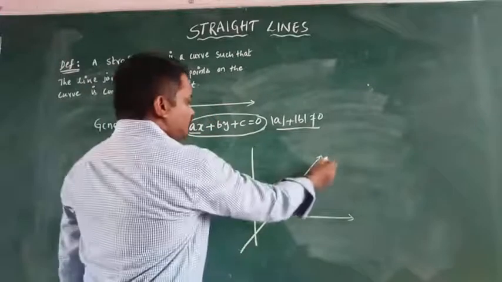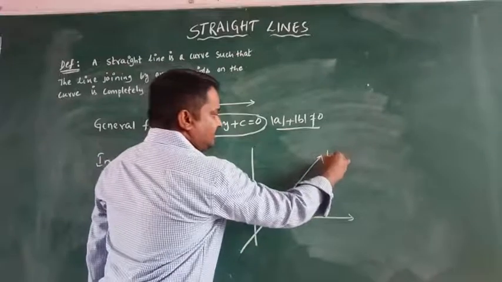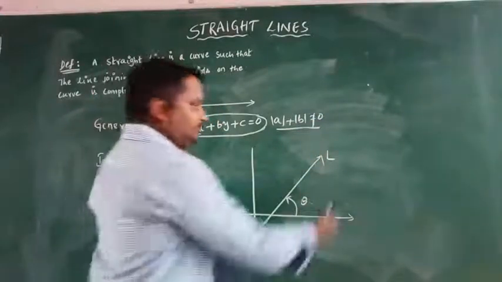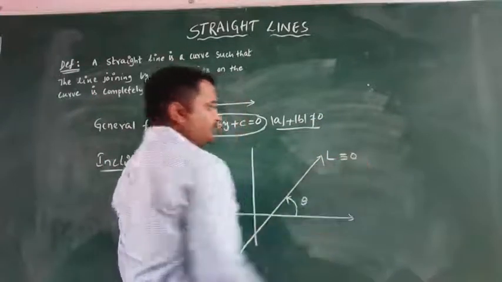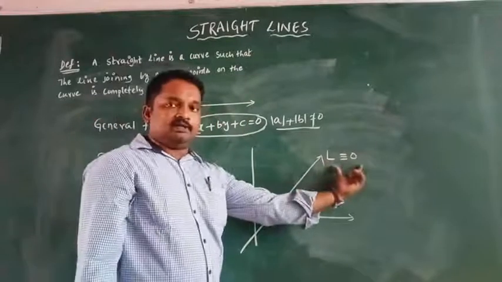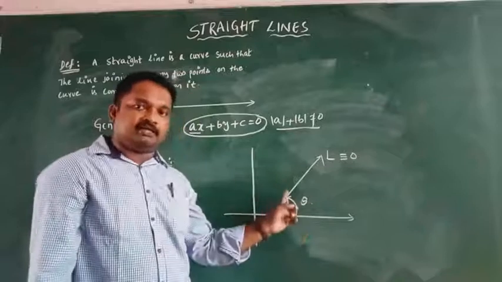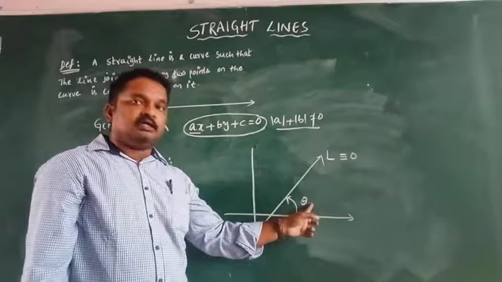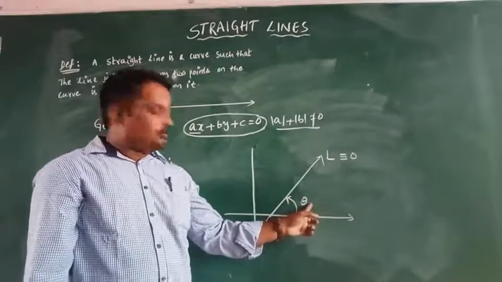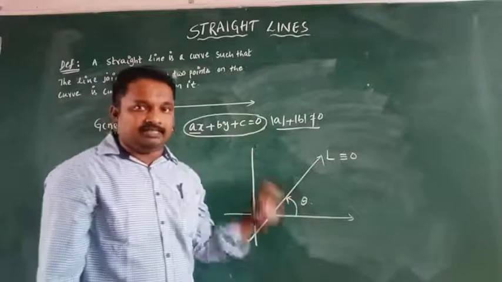Suppose generally we represent lines with capital L equals to 0. That means it is a line. It makes some angle with the x-axis in positive direction, and that is called inclination. We represent it with theta.